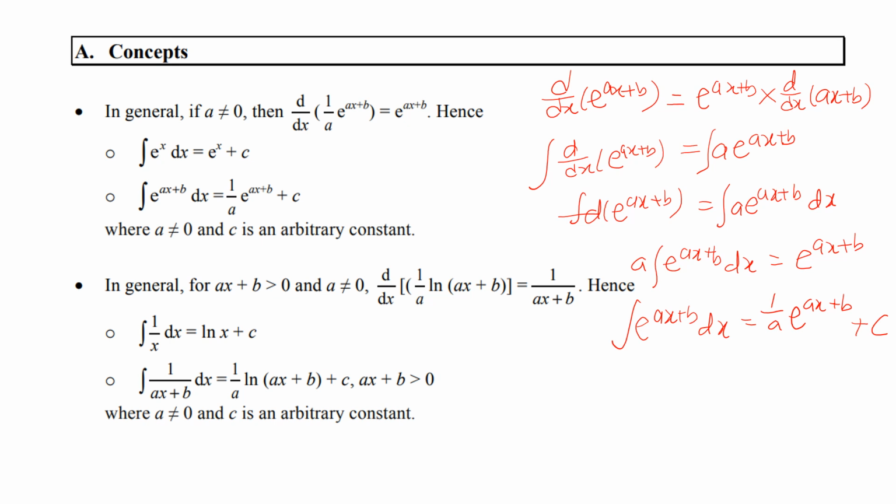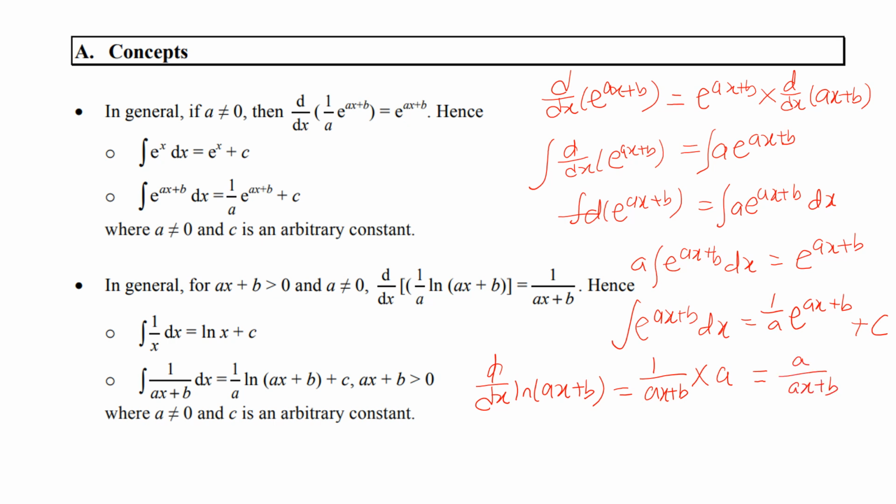Now for the logarithmic functions, if you recall, when we differentiate ln of ax plus b, you will get 1 over ax plus b multiplied with the differentiation of whatever is inside the bracket, which is ax plus b, and that gives you a. You end up getting a over ax plus b.